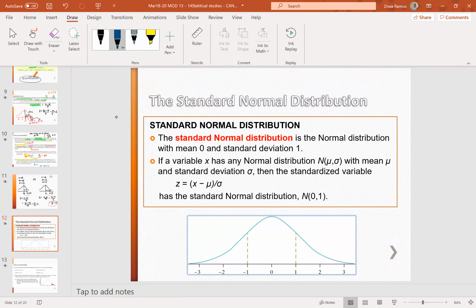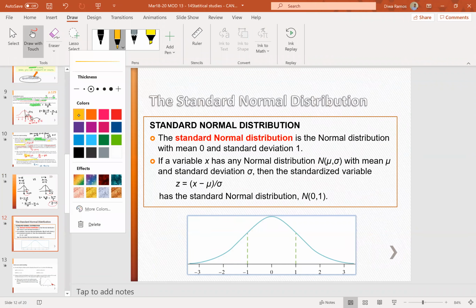Okay, so let's talk about standardizing or standard normal distribution. Okay, let's take a look at this.